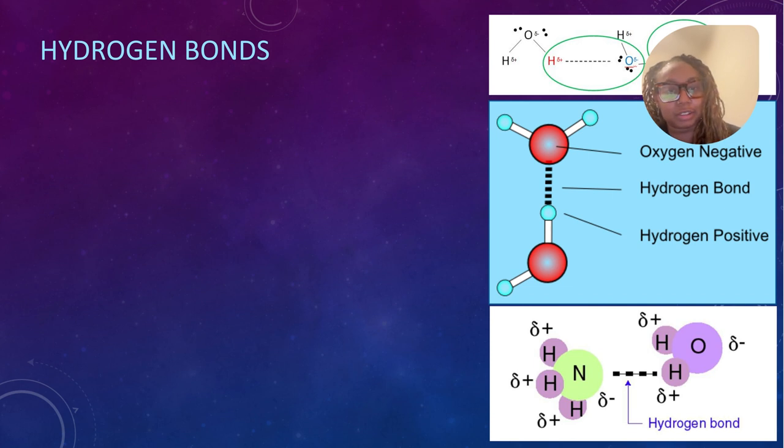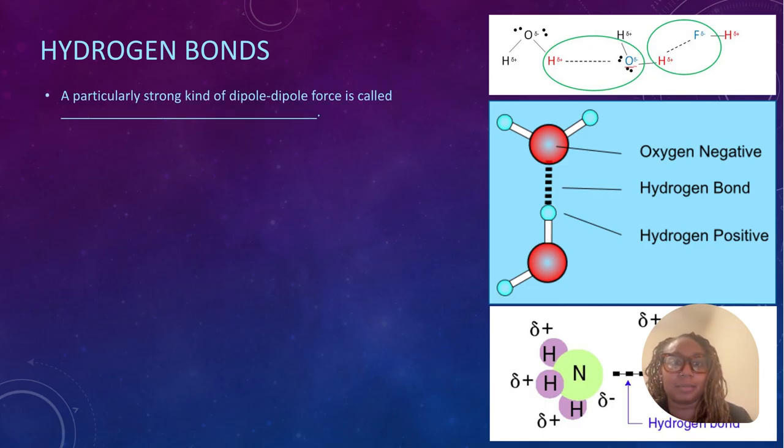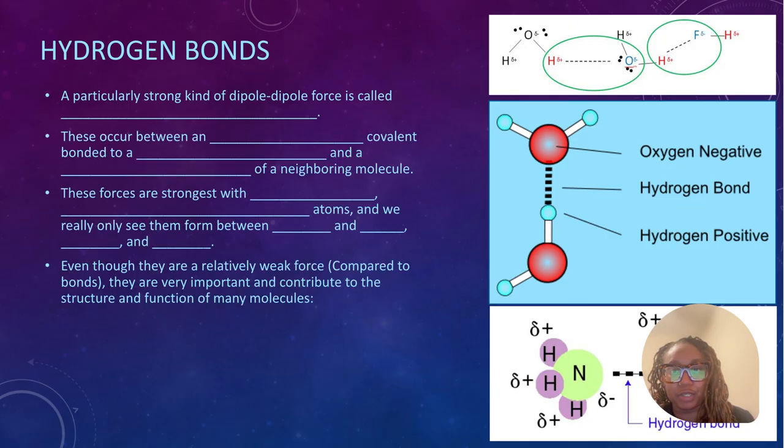So hydrogen bonds are still considered dipole, but they're a little bit different. I'm going to put myself down here and then I'll move back up in a second. Okay, they're a little bit different in that they're specifically molecules that contain hydrogen that are attracted to specific atoms. Okay, so a particularly strong kind of dipole-dipole force is called hydrogen bonds.